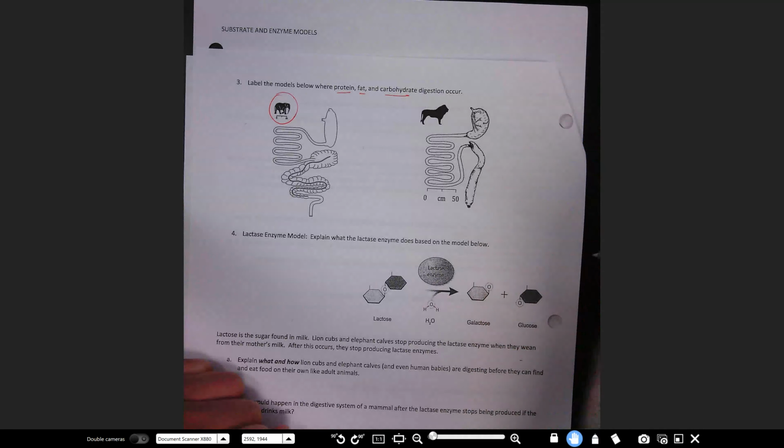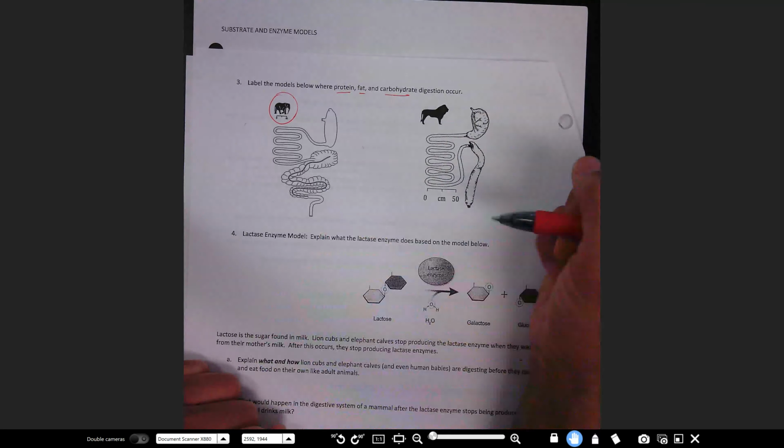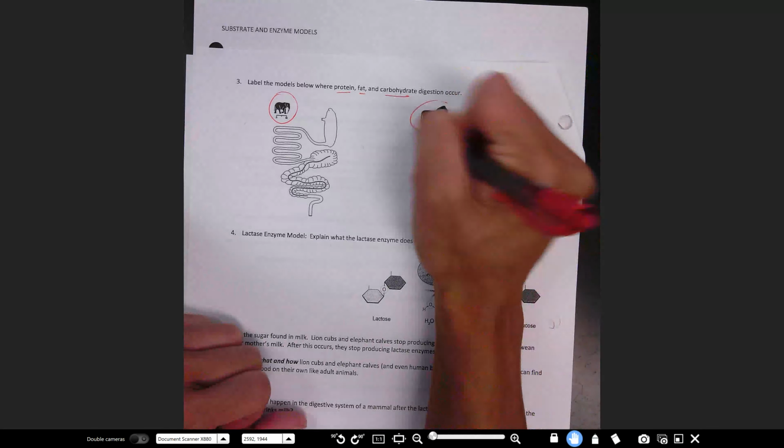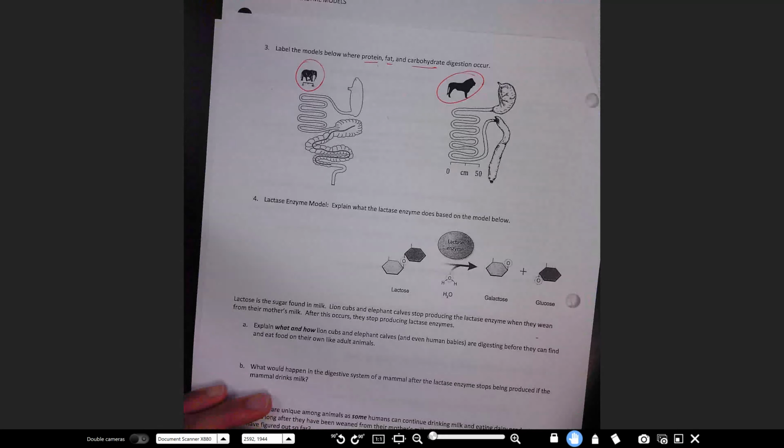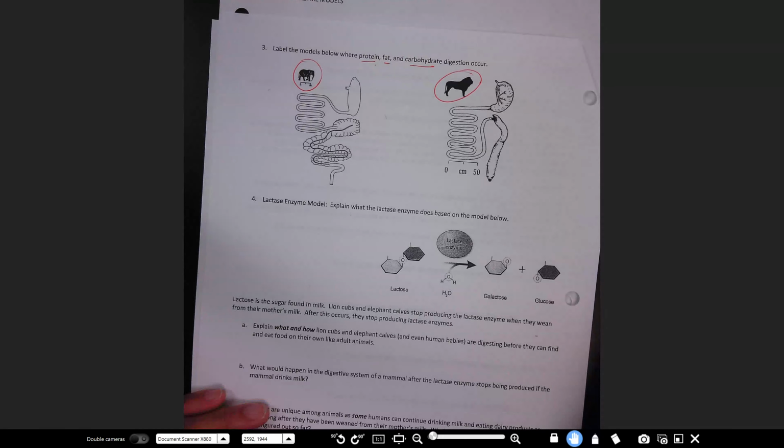Hopefully you have your binder at home. The answer to that is in a lab that we previously did. And then the lions, which of these macromolecules are in their diet? And actually, I think, nope, never mind.